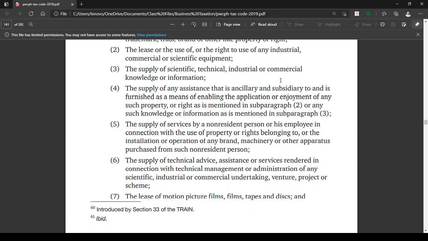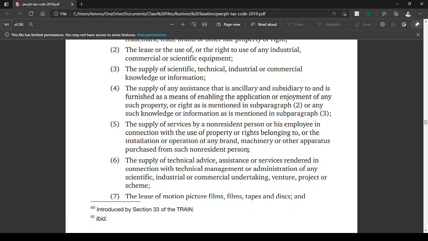So, supply of any assistance. So, parang magiging assistant ka lang. Supply of services by a non-resident person or his employee in connection with the use of property rights belonging to or the installation or operation of any machinery or other apparatus purchased from such non-resident person.